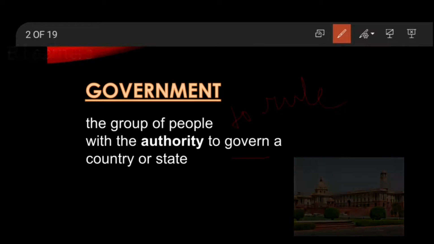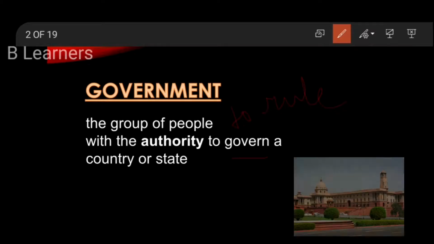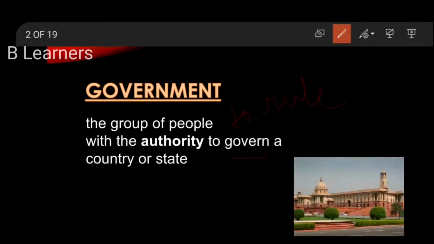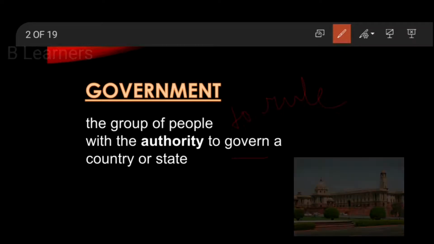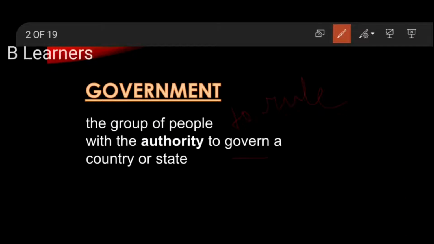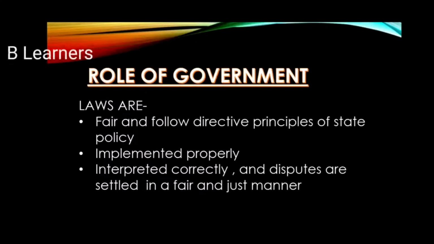Now the question is, who can rule? The answer is it may be a group of people. They may form political parties and they have the authority. Authority means they have the power legally to rule over a country or state. So basically the role of the government is to frame laws, execute them, and also to check all those laws which are implemented or executed by the government.